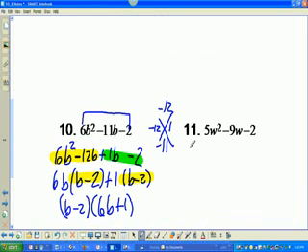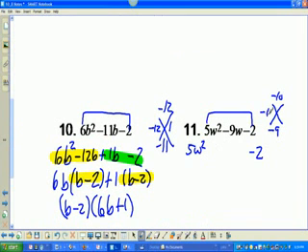So let's do that with number 11. I write down the first term. I write down the last term. I multiply the first and last. In this case, it would be negative 10. What two numbers multiply to negative 10 and add to negative 9? Well, that would be negative 10 and a positive 1.